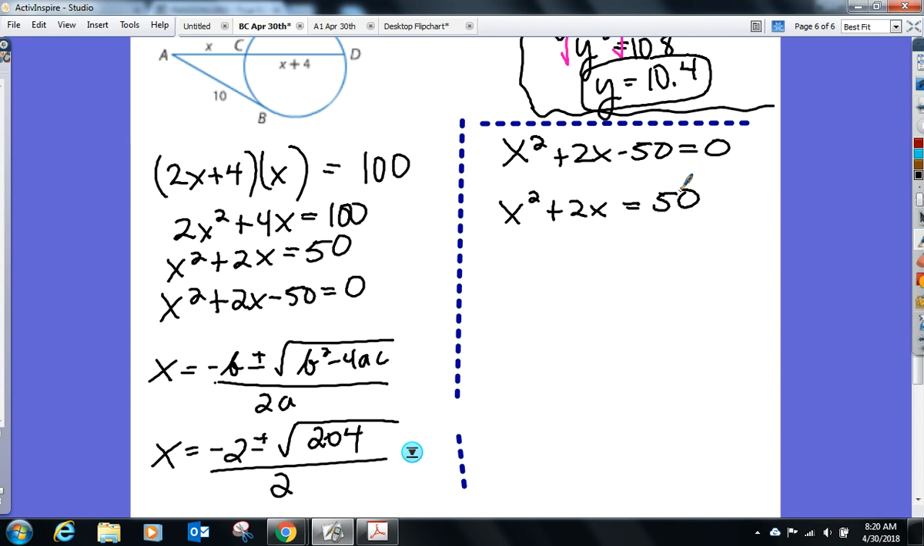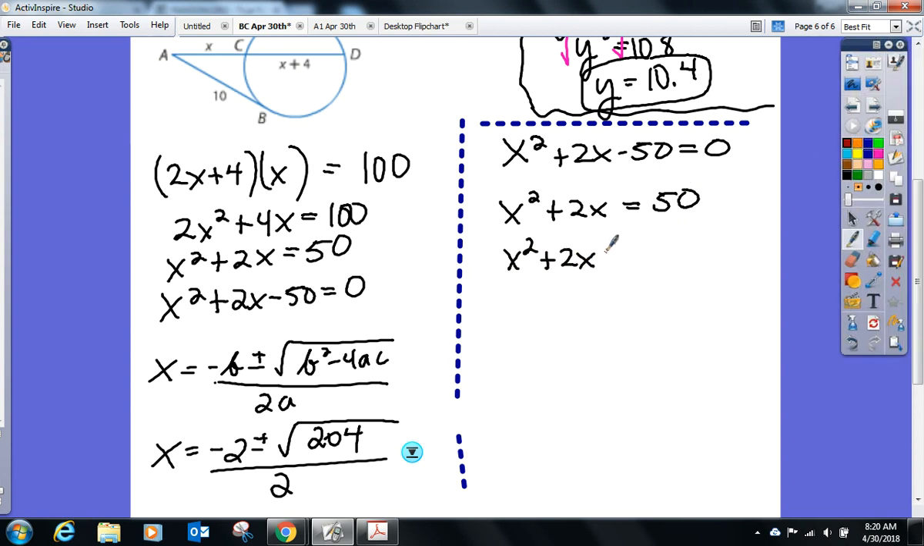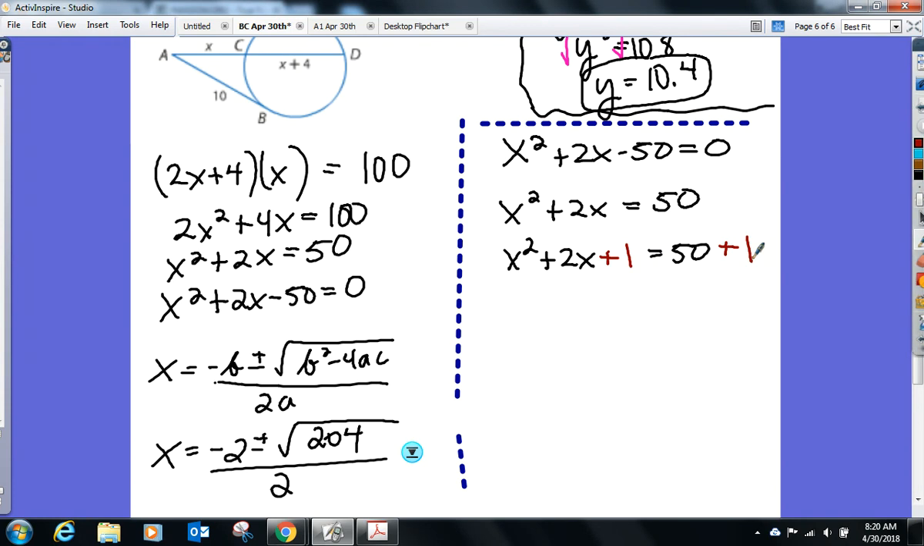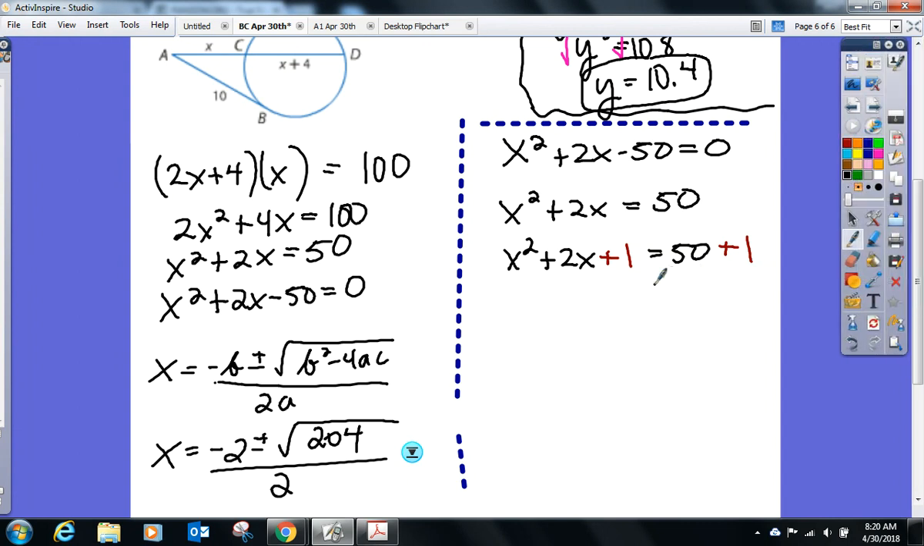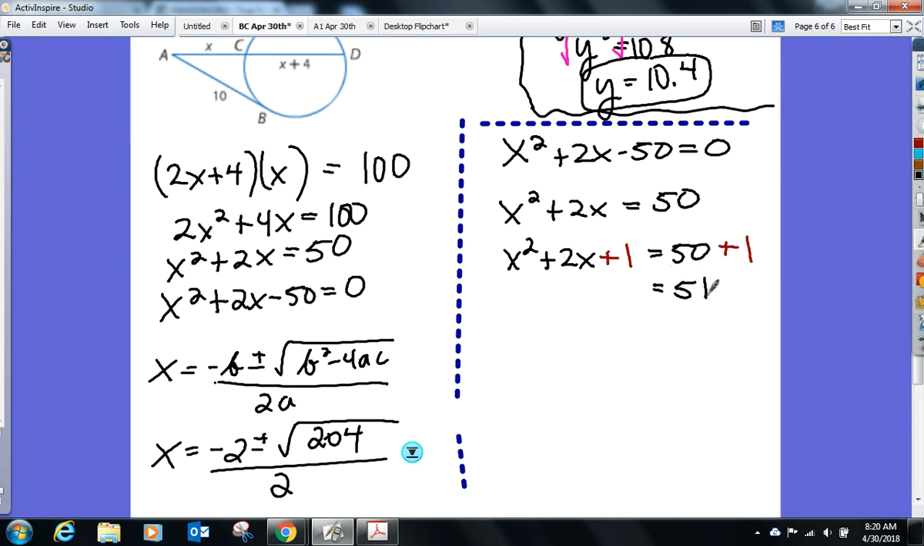What do I end up with? Half of 2 is 1. Squaring 1, you get 1. Yeah, so here's what I'm going to do. x squared plus 2x plus 1. And to keep it balanced, I do have to add the same to the other side, 1. So I do have 51 on this side. On this side now, I am going to factor this into a perfect square.